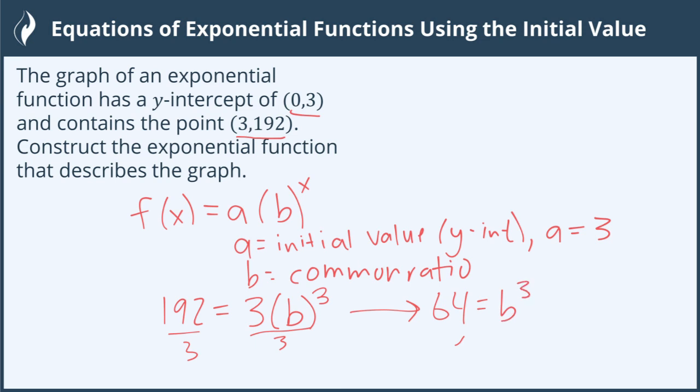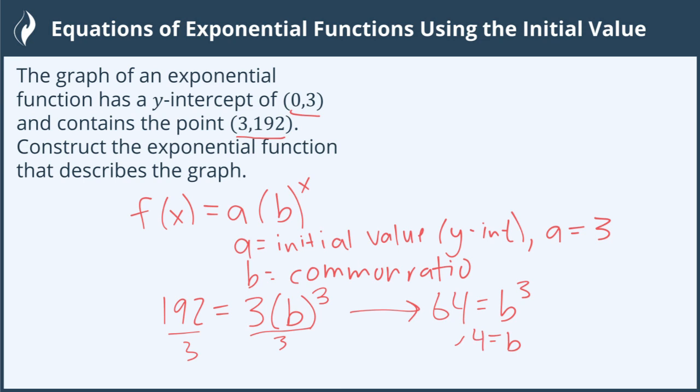Now you could either solve this by taking the cube root of both sides to undo that third power, or you could ask yourself what number times itself 3 times equals 64. And you could play around with your calculator on that and you would find that b is 4.